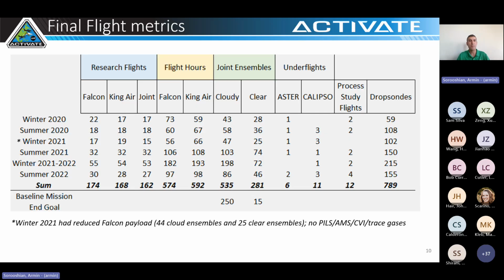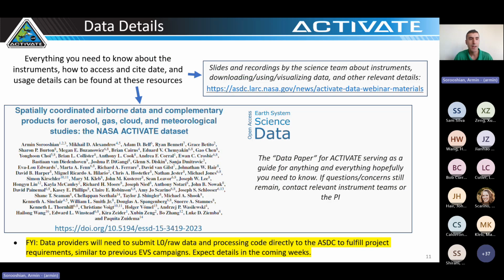So these are final flight metrics. Again, we did about 162 joint flights. We did several underflights with ASTRA and CALIPSO, which are of note. We did, again, a dozen process study flights and launched a whole bunch of dropsondes if anyone's interested in that type of data. So this is my last slide.